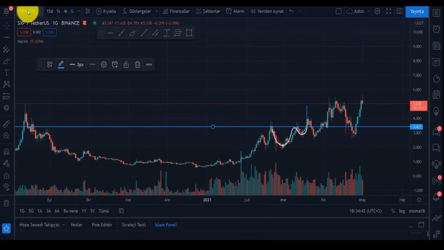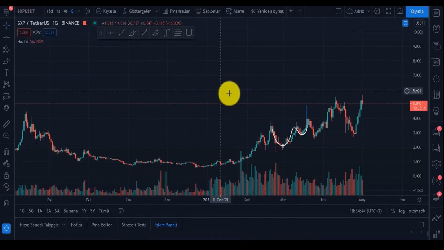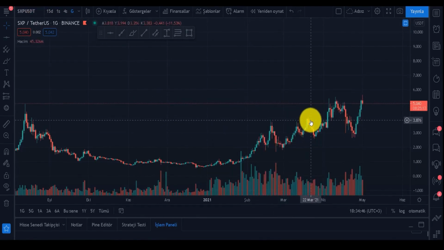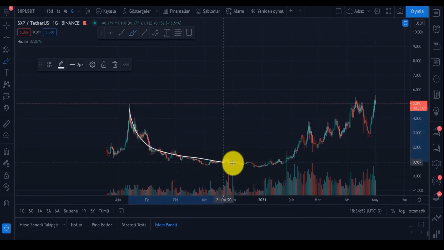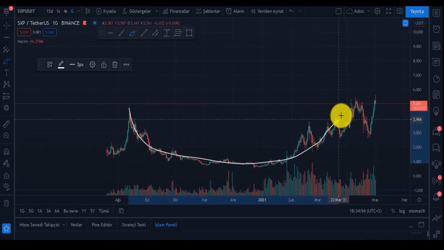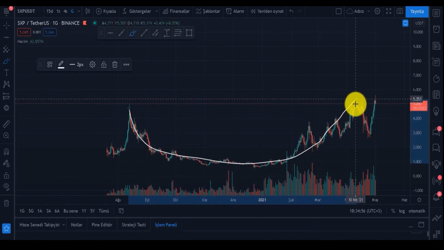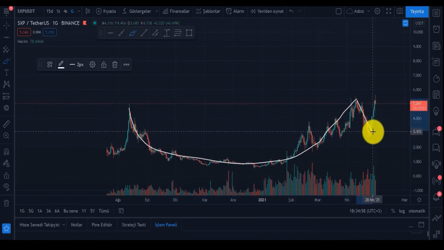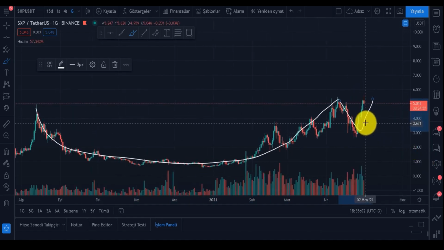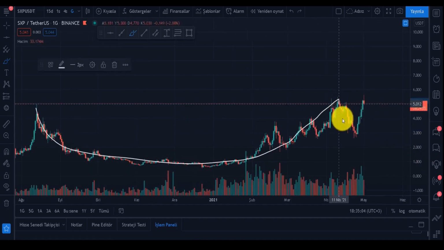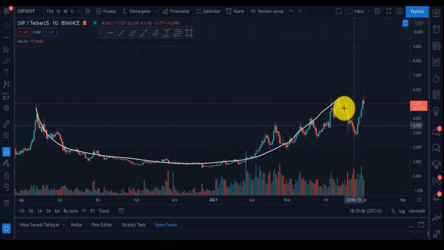altcoins. As you can see here, there are many cup and handle formations overlapping and complementing each other in SXP coin. Now, if we look at the largest one here, I will draw it like this. As you can see, when I draw upwards, this part of the cup can also be referred to as the handle, my friends. A handle has formed in this way. If we draw it like this, we can see the handle.